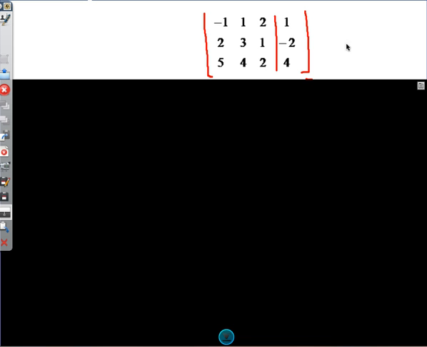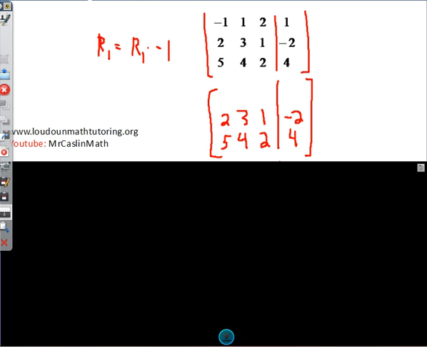Okay, so I said in this first column on the left, let's make this a 1. So what can we do to make that a 1? Well, our new row 1 is going to be equal to our old row 1 times negative 1. So we're just reversing all the signs on here. Okay, so our new row 1 would be 1, negative 1, negative 2, negative 1, and then all the other 2 rows remain the same.